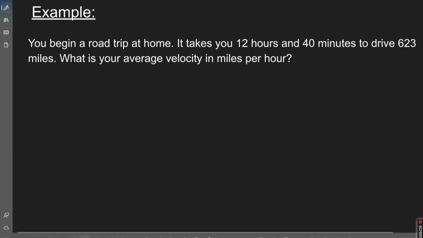All right, let's try this. So an example, you begin a road trip home. It takes you 12 hours and 40 minutes to drive 623 miles. What is your average velocity in miles per hour?